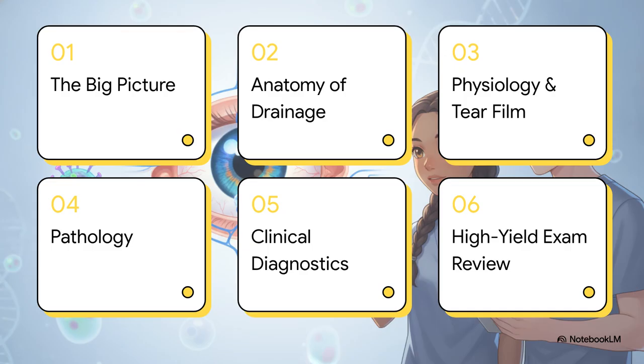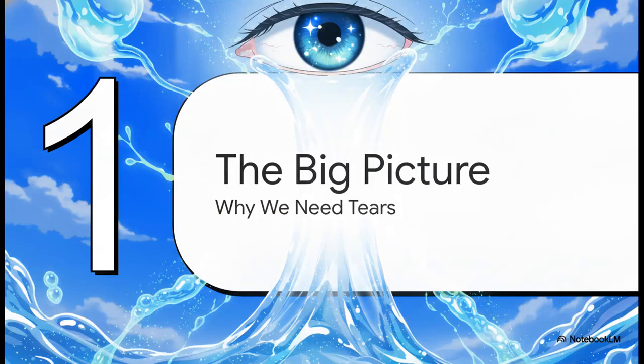Here's our roadmap for today. The big picture, anatomy of drainage, physiology and the tear film, pathology of dry versus watery eyes, clinical diagnostics, and finally, a high-yield exam review. Let's get started. Section 1. The big picture. Understanding why we need tears.